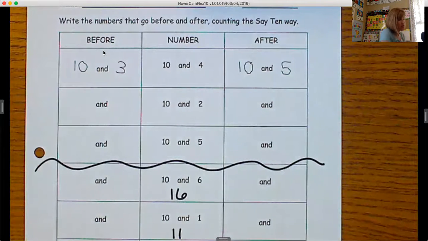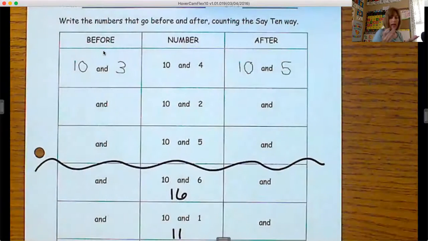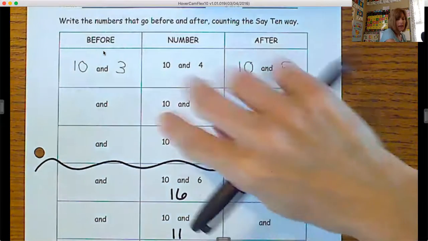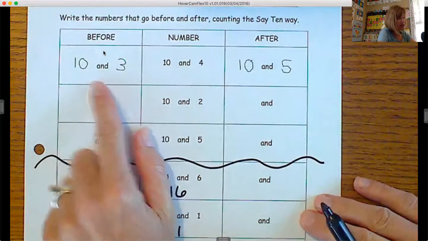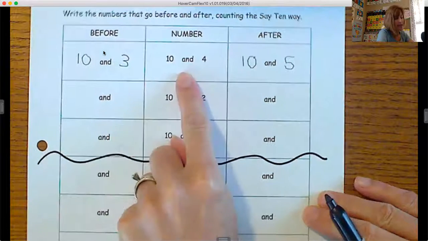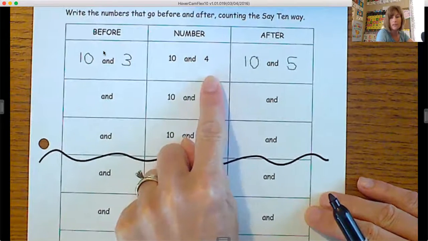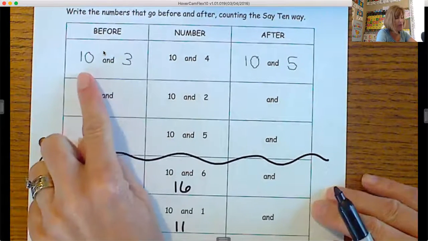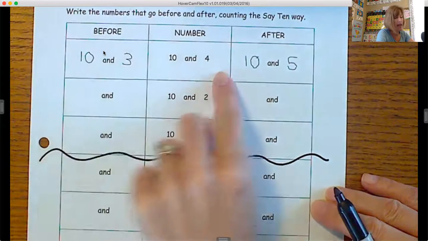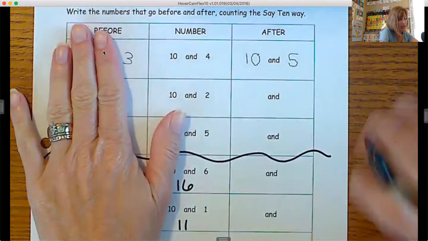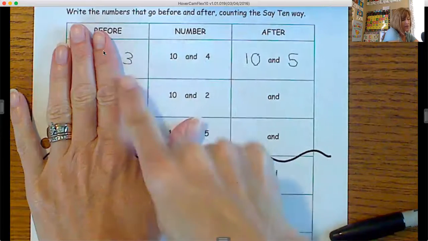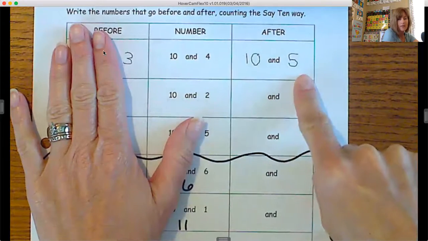So what they have, it says, write the numbers that go before and after, counting the say 10 way. So we'll do that at the top, but then we're going to do something different at the bottom. So our example says, well, my number in the middle is 10 ones and 4 ones. So before that, I would have 10 ones and 3 ones. And after that, I would have 10 ones and 5 ones. If you cover up the tens, it goes 3, 4, 5.